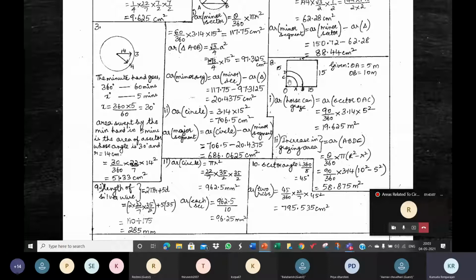So the maximum area the horse can graze is this one, this quadrant. Why quadrant? Because it's a square, right? This corner is 90 degrees. At O, the angle is 90 degrees. So the area of this sector is the area which the horse can graze when the length of the rope is 5 meters. And the sector is a quadrant because the sector angle is 90 degrees.